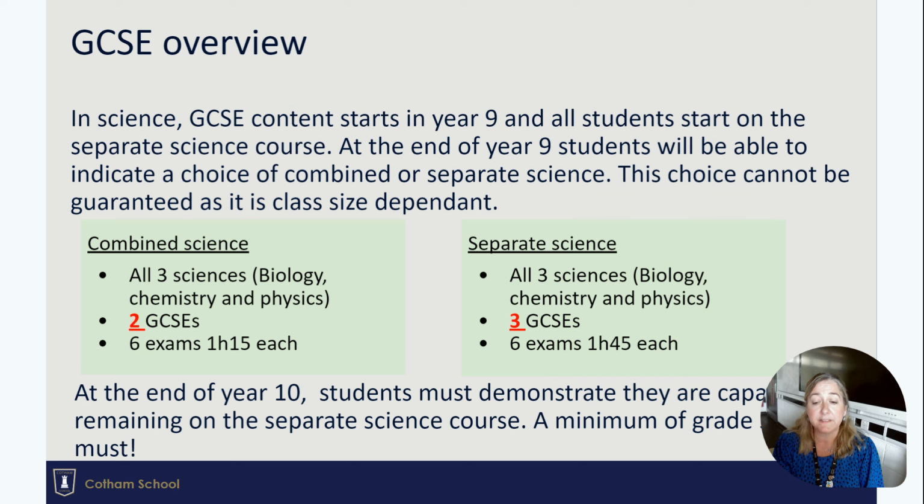And then going forward at the end of Year 10, if students have chosen to do separate science, they must demonstrate that they are capable of staying on that separate science course. So a grade 5 is a minimum we would expect at that point.